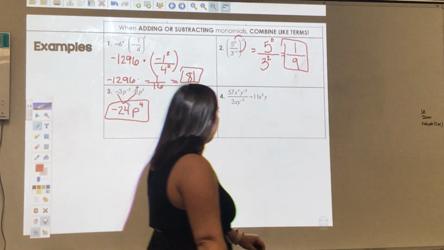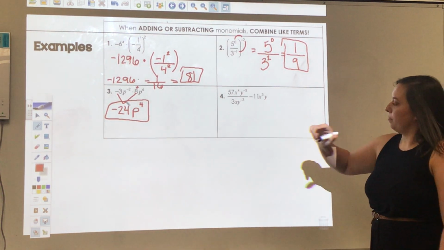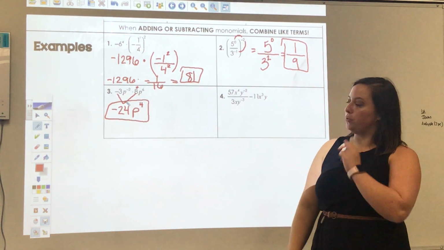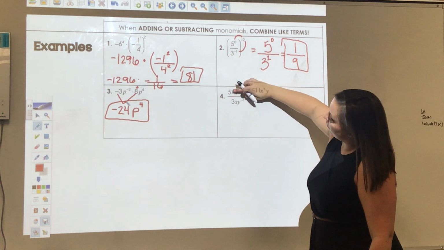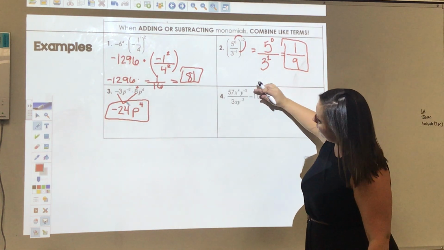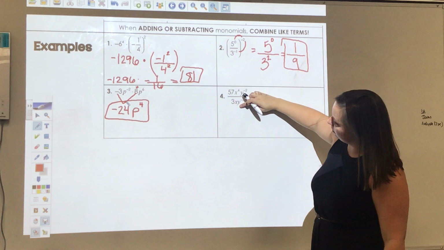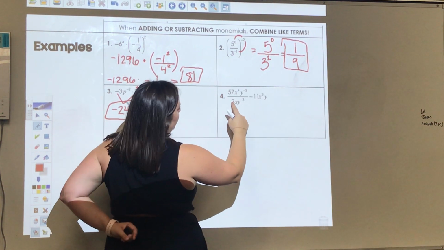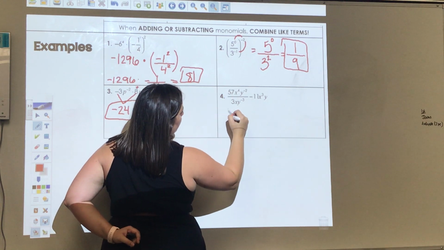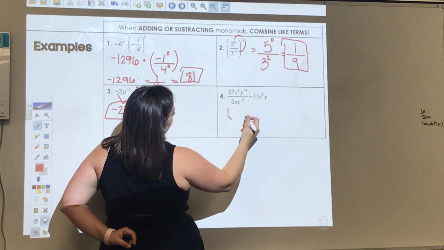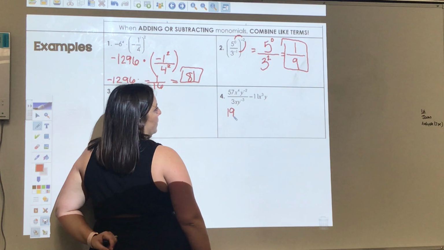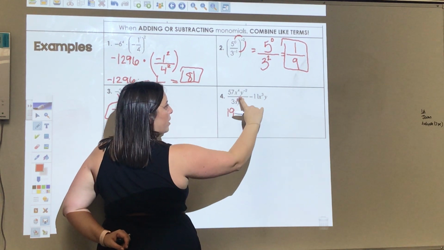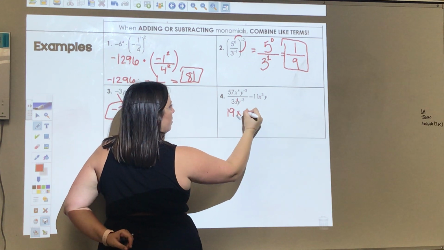Okay, moving on to number 4. We got a quotient rule right here. So what we're going to do is divide our numbers, 57 divided by 3, and then we're going to do the letters next. But you're subtracting them. Subtract your exponents, right? So 57 divided by 3, let's see, 3 goes into 5 once, leaving me with 27, so that's 19. Now we have x to the 4th over x to the 1st. Subtract your exponents. X to the 3rd.